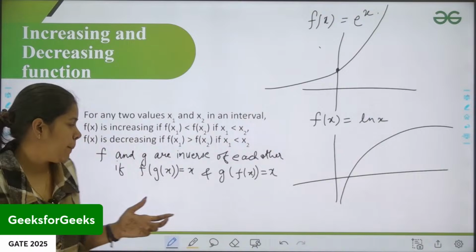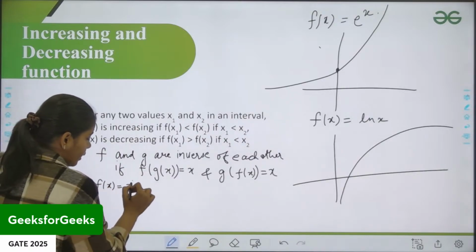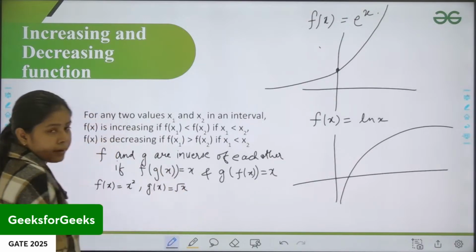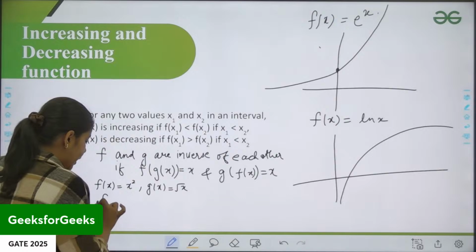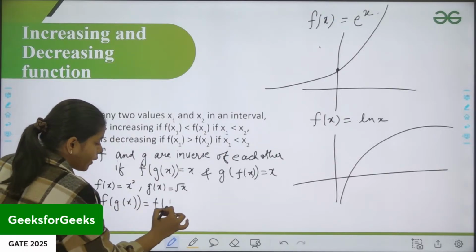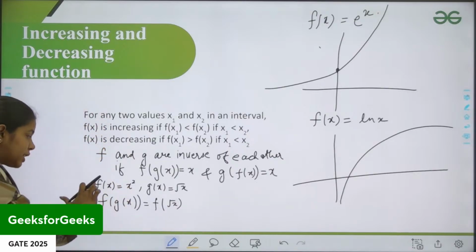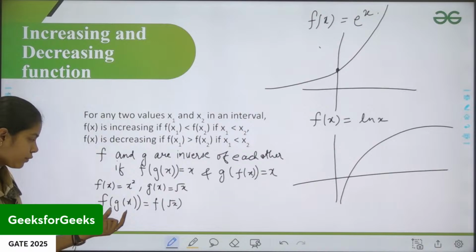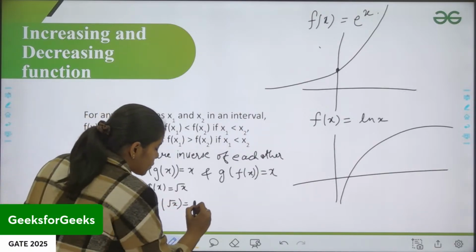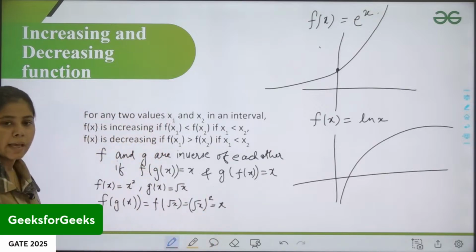Let's take one example. Take f of x is equal to x square and g of x is equal to square root of x. Now let's find out. First find f of g of x. g of x is square root of x, and f of x is x square. That means in brackets we have x and I'm taking a square of it. So f of square root of x means square root of x, squared, which gives me x. So f of g of x, I got x.